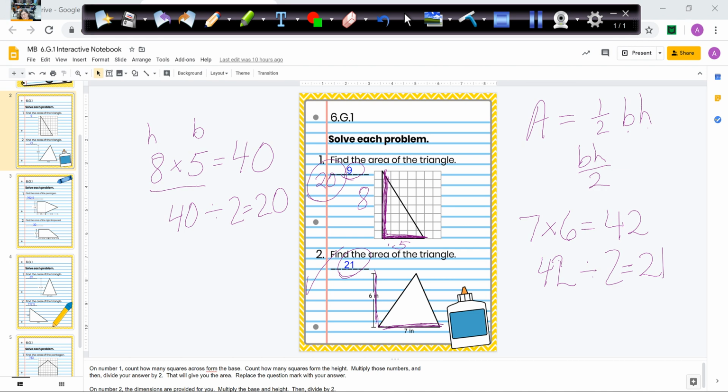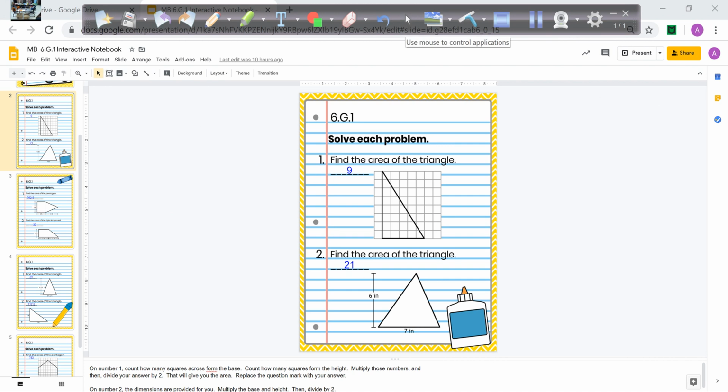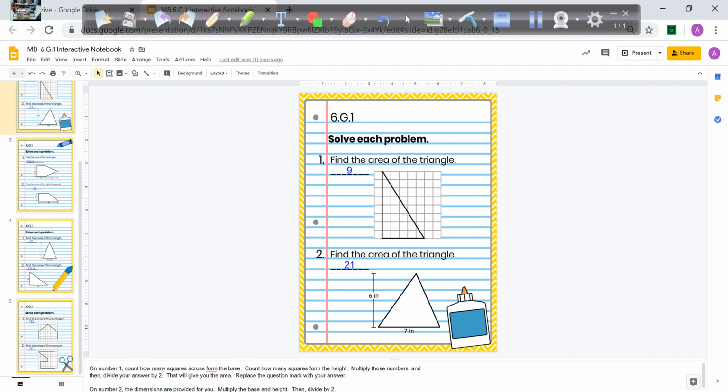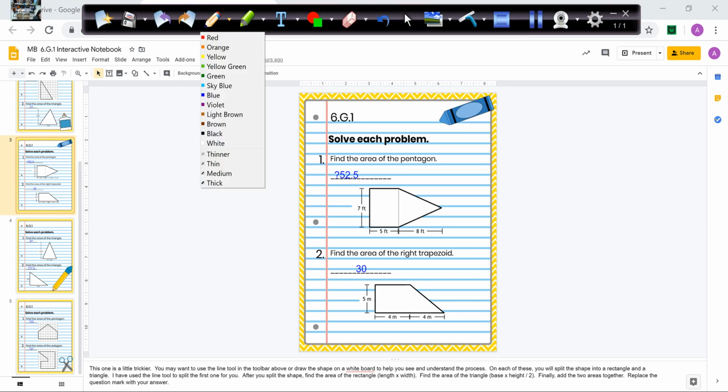Okay, let's look at the next page. Let me get down here. There we go. Okay. So this one's a little bit trickier because we have 2 shapes here. And that's where I would say you might want to use the toolbar. We'll do this one in green. To divide this shape, I use the toolbar and I'll put the line right here to divide it so I could see the triangle over here, and I could see this rectangle right here.